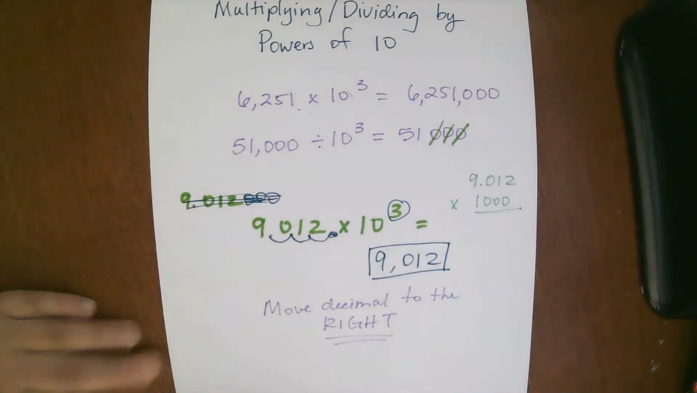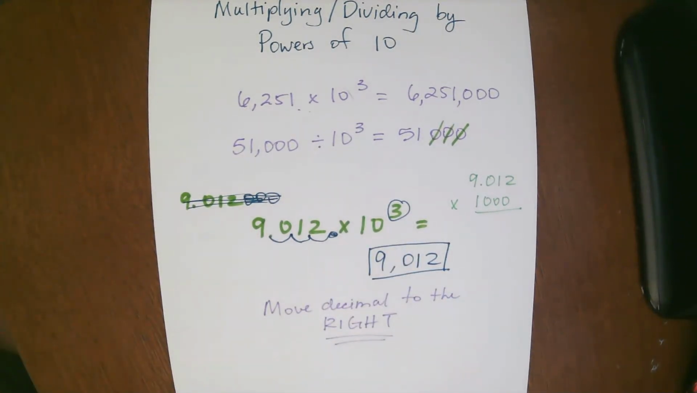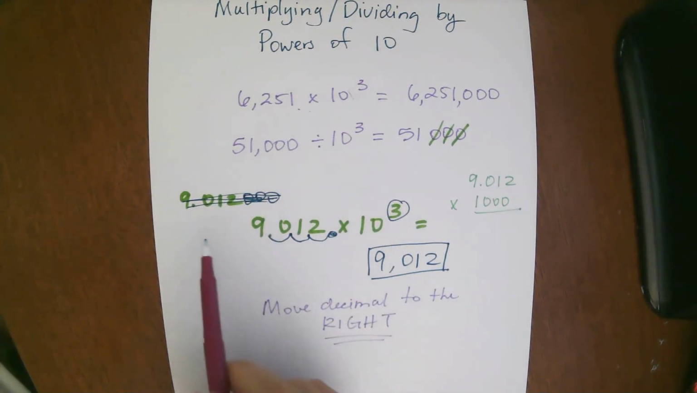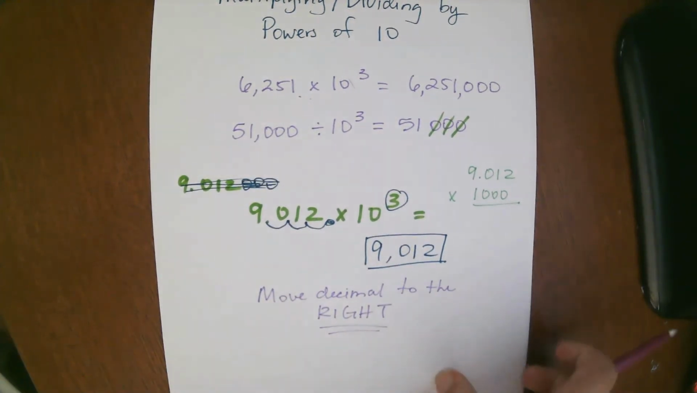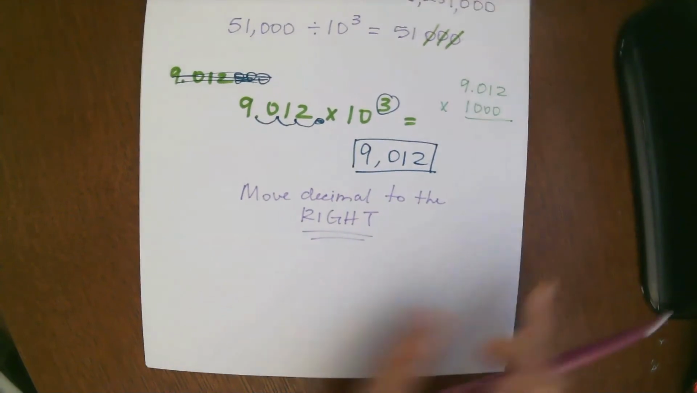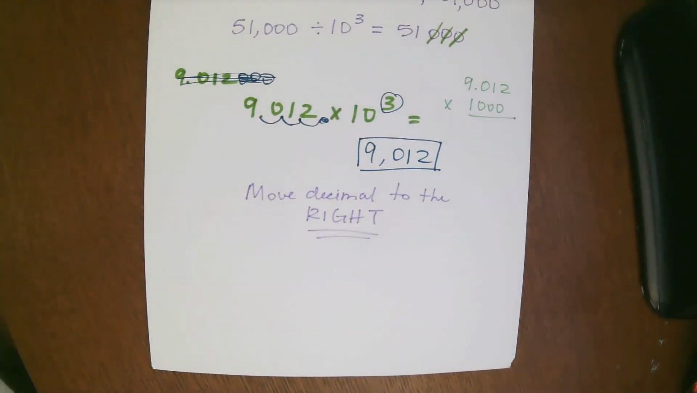Okay? Because you want the number to be bigger. If we moved it to the left, it's going to get smaller. Okay? And we don't want that, right? We're multiplying. Now, what about if we decide to divide?